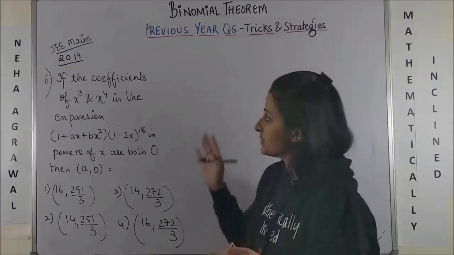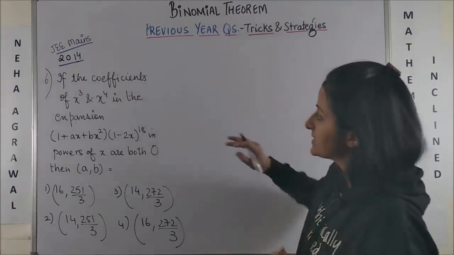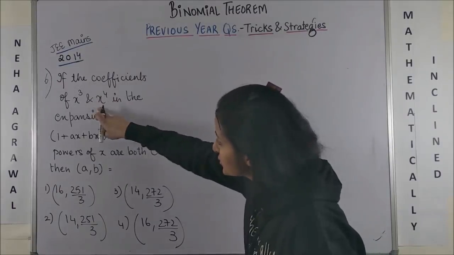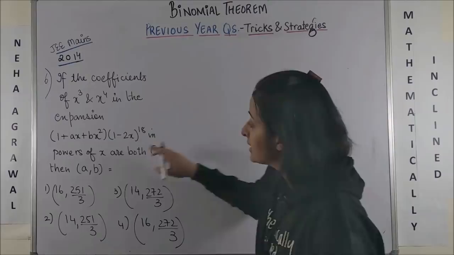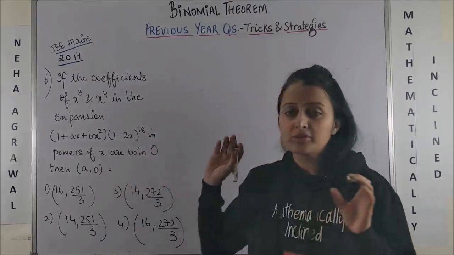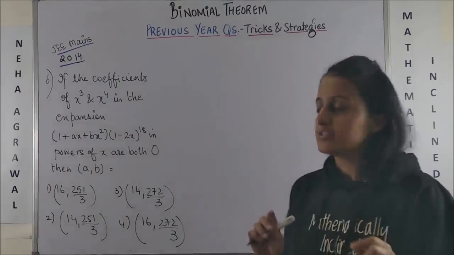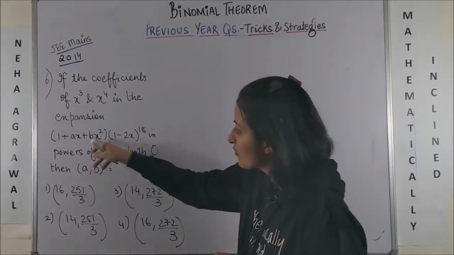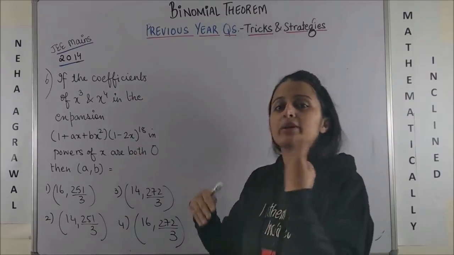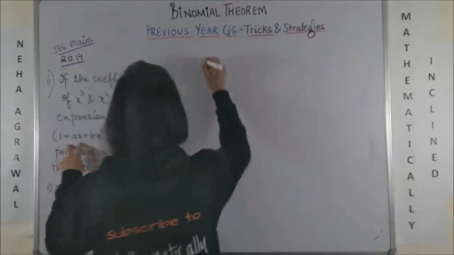Now coming to this question, which also came in JEE Mains 2014, it says if the coefficients of x cube and x raised to power 4 in the given expansion in powers of x are both 0, then you have to find a and b. So in short, we are trying to look for the coefficients of x cube and x raised to power 4 in this expansion and equate them with 0. The only difficult part is how do we get them?